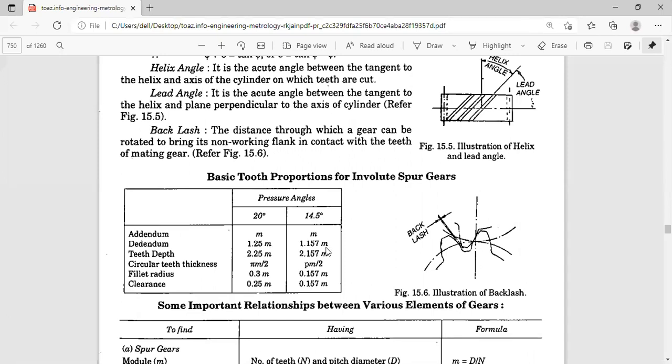As far as 14.5 degrees is concerned, it is 1.157 M. All this is explained in some of the standard textbooks. The dedendum is equal to addendum plus clearance. Addendum is M, clearance will be 0.157. What is M plus 0.157? You are getting 1.157. There are mathematical relations or formulas, you have to know that.